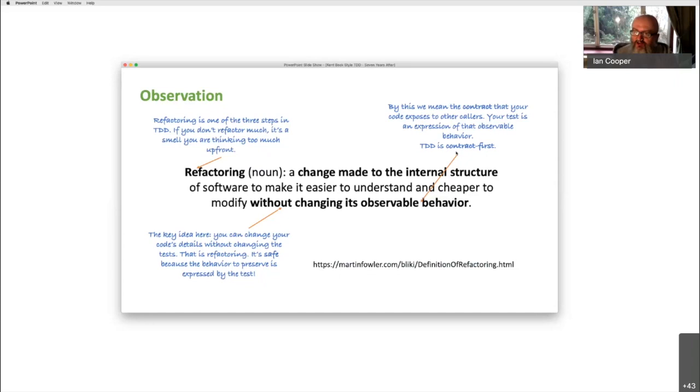Make a little change to the implementation, check it's still green. And I can keep building out this implementation, right?